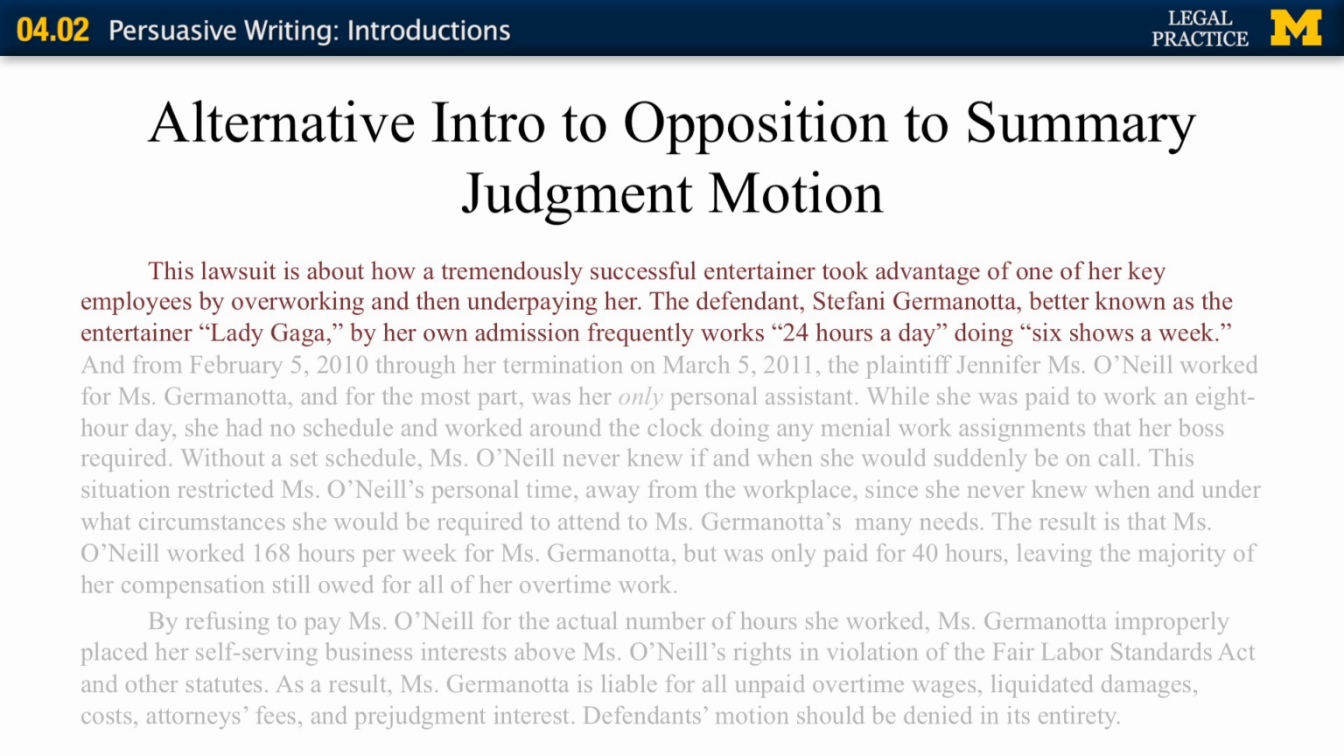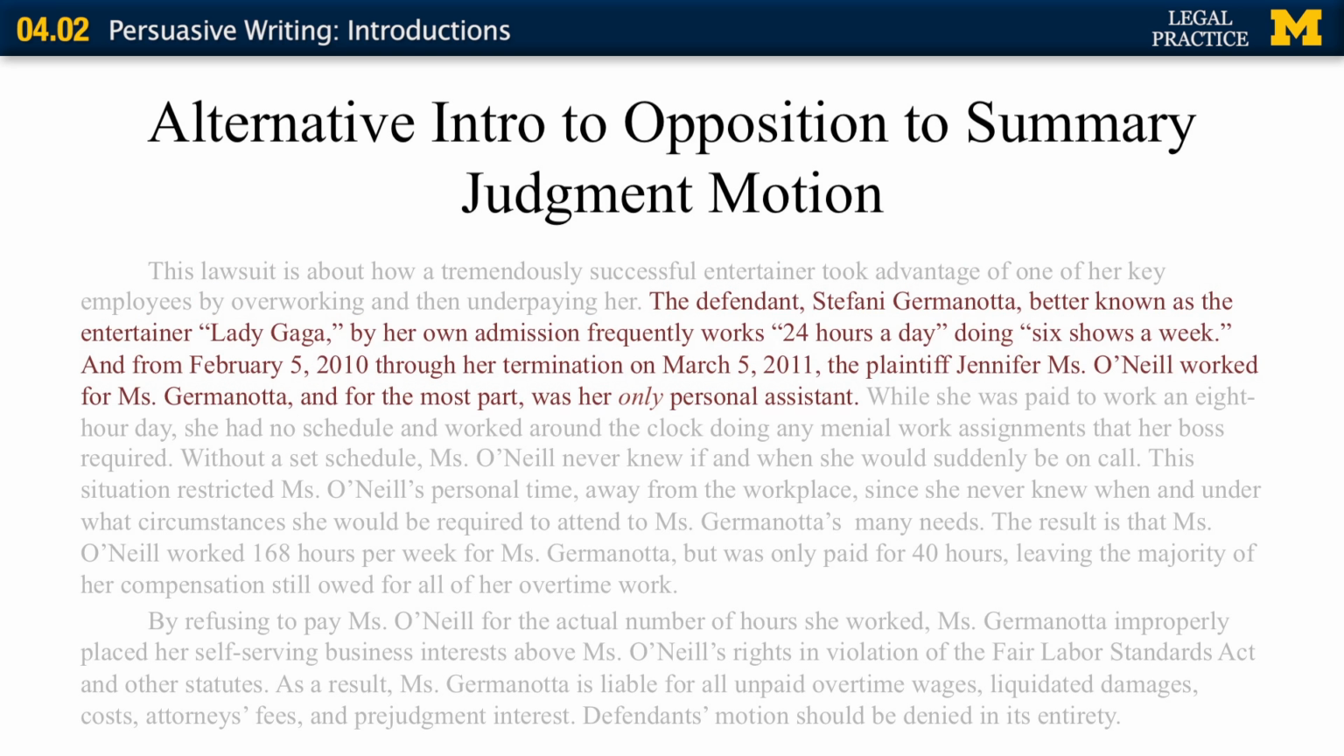This lawsuit is about how a tremendously successful entertainer took advantage of one of her key employees by overworking and then underpaying her. The defendant, Stephanie Germanotta, better known as the entertainer Lady Gaga, by her own admission frequently works 24 hours a day doing 6 shows a week. Notice also that those first two sentences now connect directly with the point about the plaintiff being Lady Gaga's only personal assistant. The overall result is an introduction that is short, focused, and persuasive.